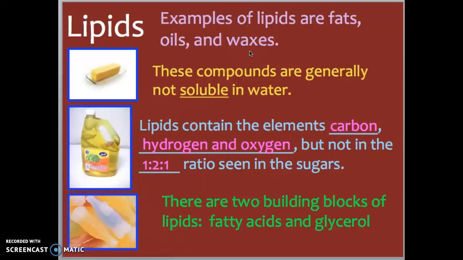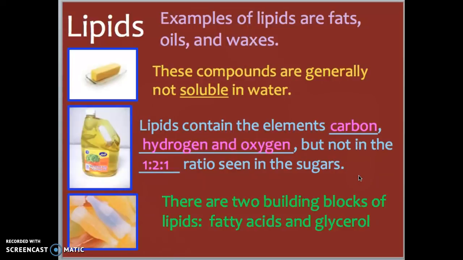You can identify a lipid by looking to see what atoms it's composed of, and when you look, you should only see the C's, H's, and O's, the same as you saw in the carbohydrates. But this time the numbers will be different, and they will not be in that 1 to 2 to 1 ratio like the sugars.